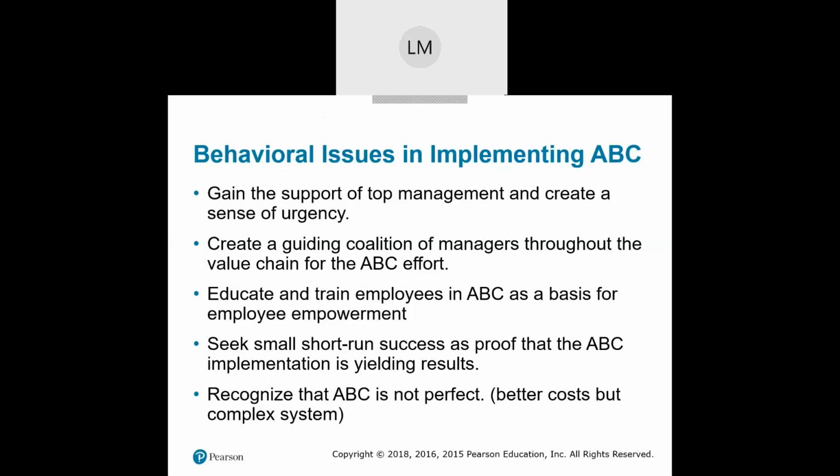Then we want to seek small short-run successes as proof that implementation of ABC is yielding results. If we just see a little bit of success, we can take that and capitalize on it and go from there. For example, let's say a football team, due to a number of penalties or whatever, is first and 30 at their own 10-yard line.